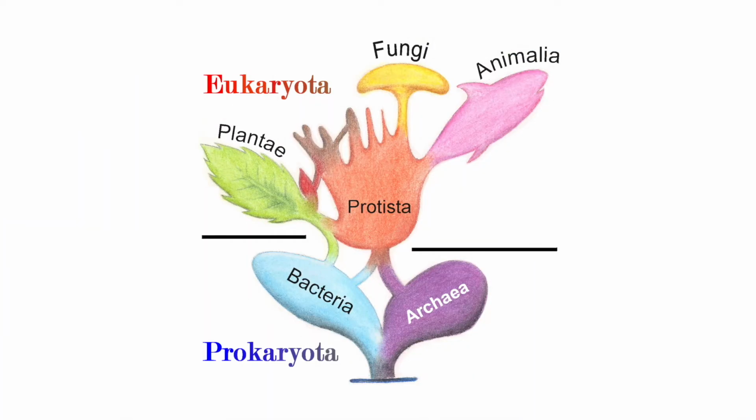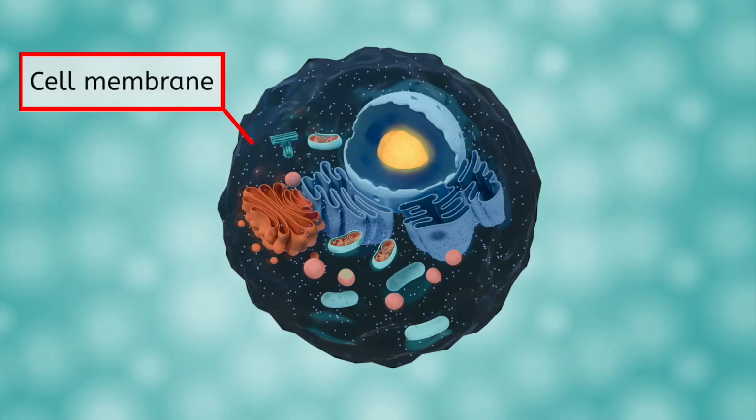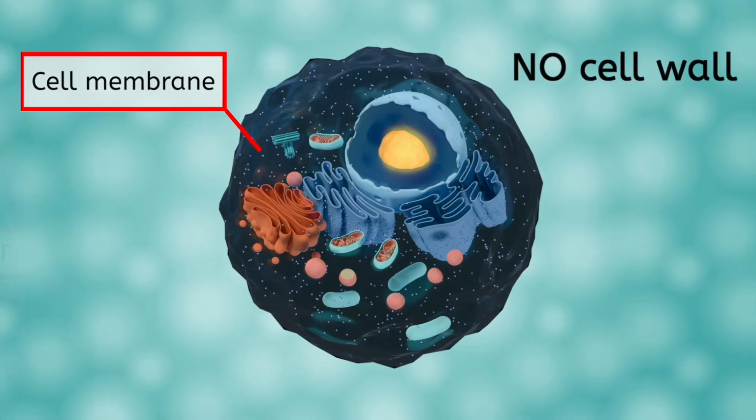Scientific evidence suggests that eukaryotes evolved from prokaryotes, so it makes sense that they have many of the same parts. Eukaryotic cells are surrounded by a cell membrane, which controls what enters and leaves the cell, just like in prokaryotes. We can think of the cell membrane as being the gatekeeper of the cell. However, in animal cells, the cell membrane is the only layer. There is no cell wall or capsule like we saw in prokaryotic cells.